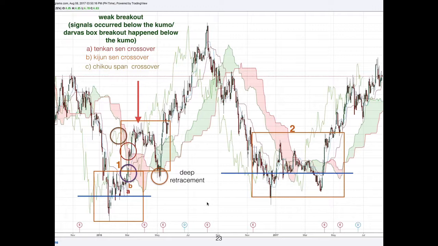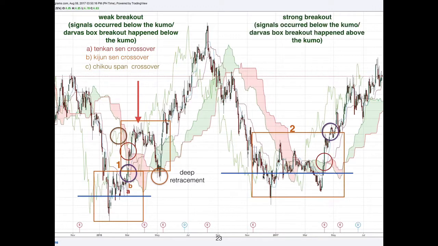In number 2, a Darvas box breakout happened after the Kumo breakout. So the price was already trending upward, and when the breakout happened, it was already above the Kumo. This was the Kumo breakout. So the Darvas box was above the Kumo. The breakout happened above the Kumo, and here was the Tenkan-sen crossover, the Kijun-sen crossover, the Chikou span crossover.